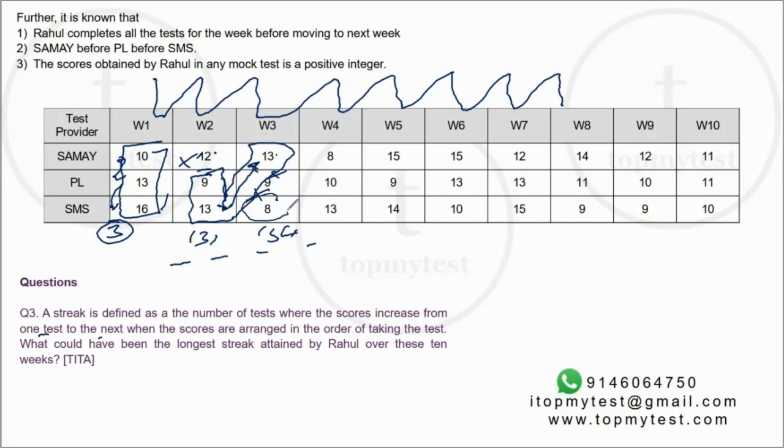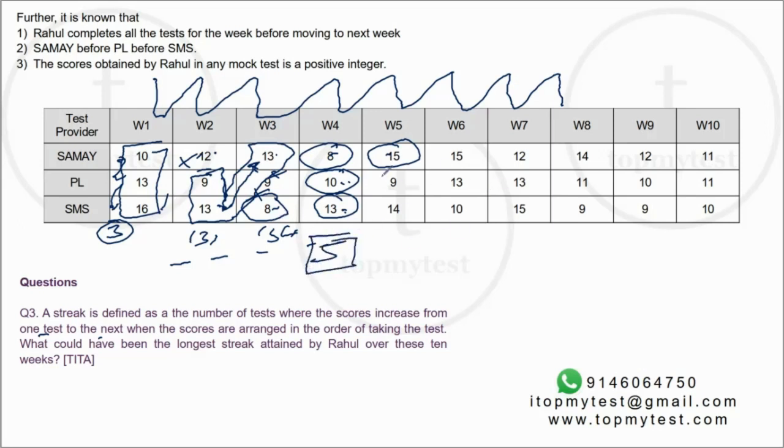If you take these 5 tests, it can represent a streak, and a pretty decent streak. This could be 81, this could be 85, so it can be an increase. This is definitely an increase, this is definitely an increase, this is definitely an increase. So this streak can be 5. So instead of a streak of 3, you can increase it to a streak of 5.